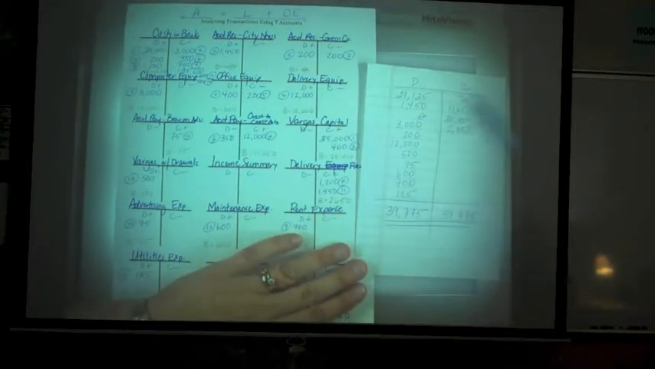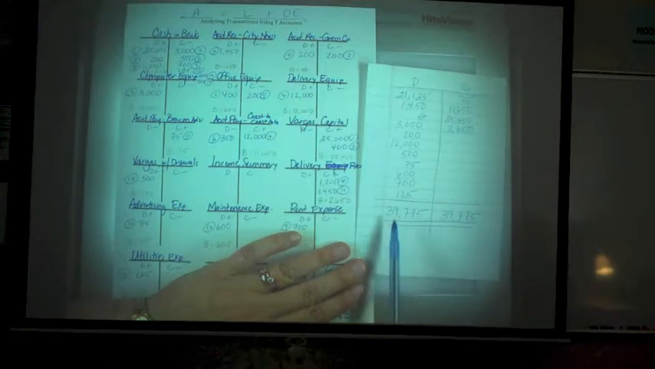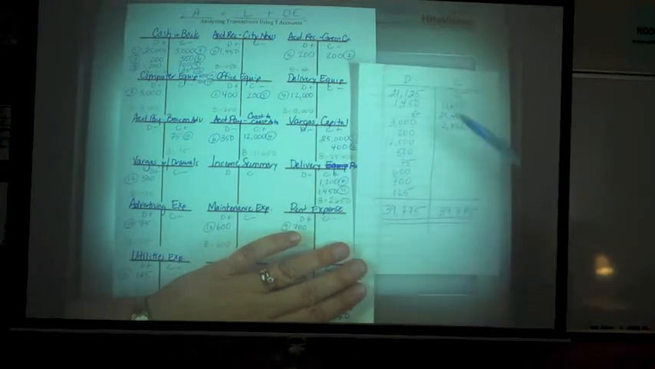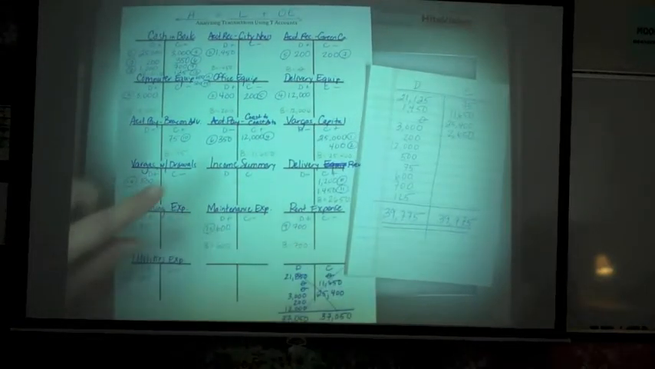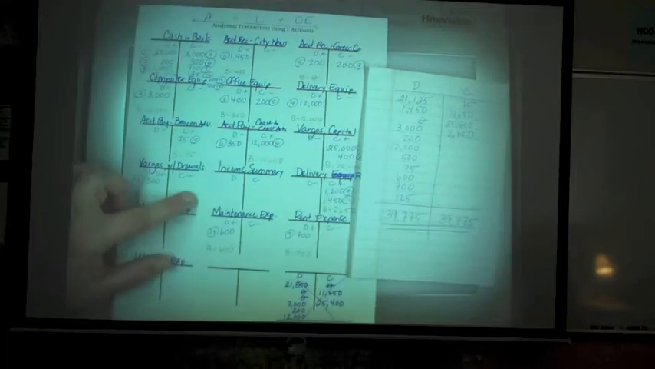If you got the correct balances, you should have ended up with 39,775. Once again, make sure that you actually add both columns. If they don't match up, you have to go back and find your errors.